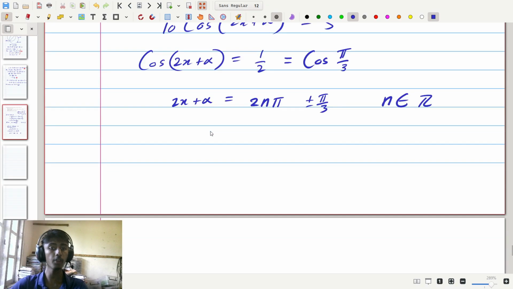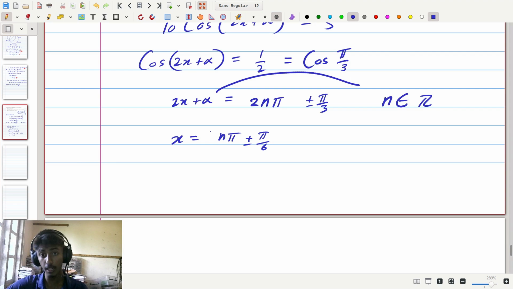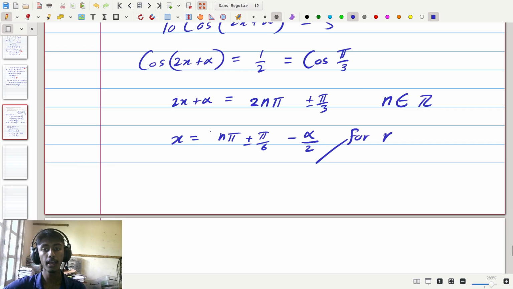Now simplifying this down, if we take the x by itself, when you take an alpha to the other side, we can also divide by 2, and if we do that, we're going to get x equals n pi, this is going to be divided by 2, plus or minus pi by 6, and this thing taken to the other side is going to be minus alpha over 2, and hence this is going to be our answer, of course, for n an element of the integers.